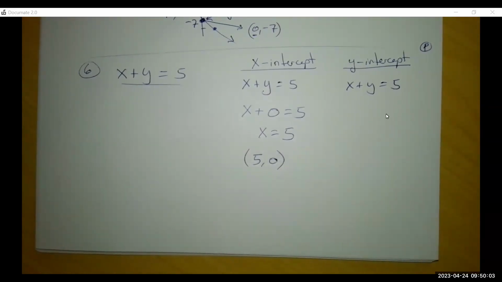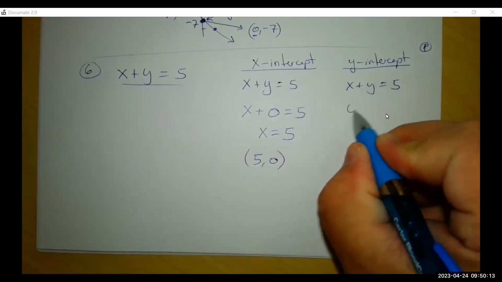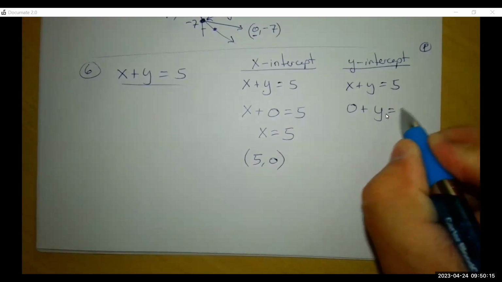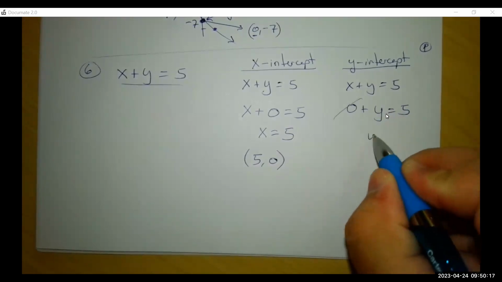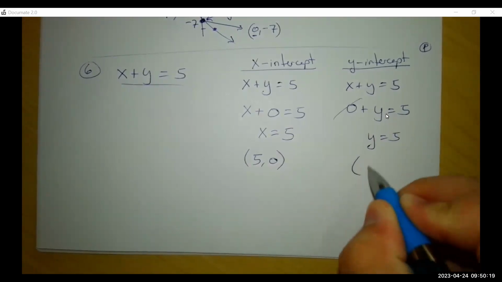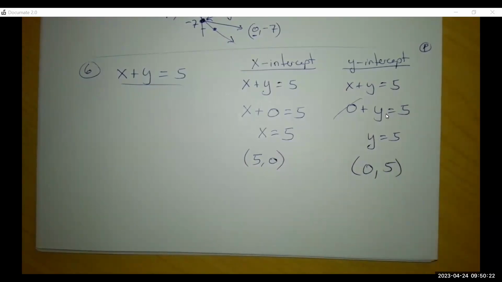There's our first intercept. How do you find the y-intercept? You're asking me. So there's the y-intercept.